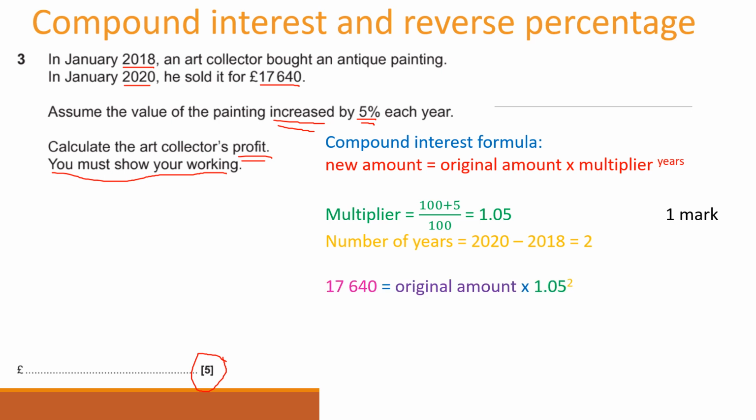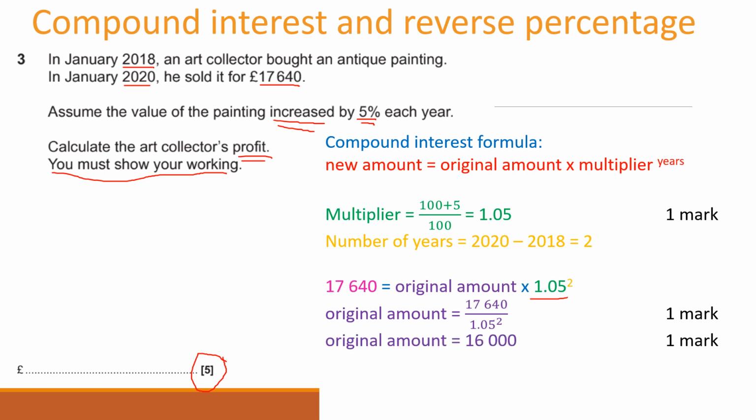Now I've got to work out the original amount. So to find the original amount, I need to get rid of this times 1.05 squared. So I've got to do the opposite. Now the opposite to multiply is divide, so I'm going to divide both sides by 1.05 squared. That will give you a mark if you take the new amount divided by your multiplier squared. That will give you your second mark. Now I can then get an answer of 16,000 if you just type that into your calculator. There's your third mark.